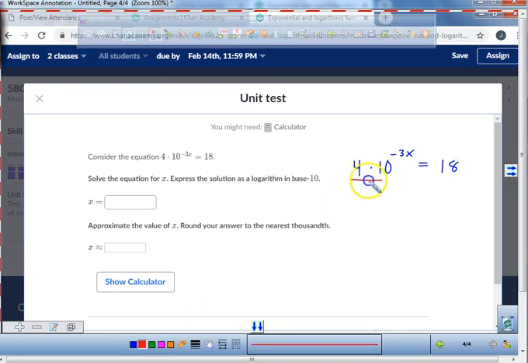So the first thing I would do is divide both sides by 4. And you get 10 to the power of negative 3x equals, now that reduces to 9 over 2. But then I have to apply what's called the common log, or log base 10, to both sides of the equal sign. Whatever I do to one side, I have to do to the other.